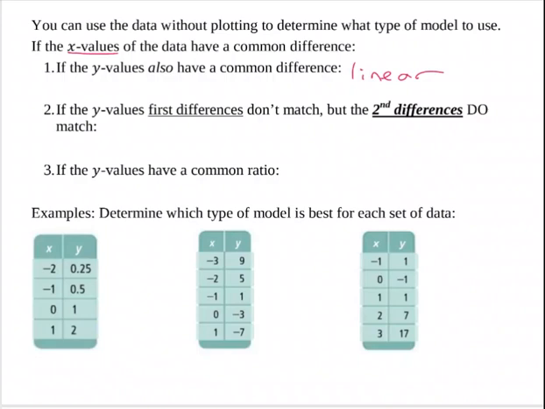Now I'm going to skip 2 for a second and go down to 3. If the common difference for x is there, so we're going like 0, 1, 2, 3, 4, 5 for x. Now we check the y, and we don't see that we're adding the same amount each time, but we are multiplying by the same amount each time. Then that is going to be exponential.